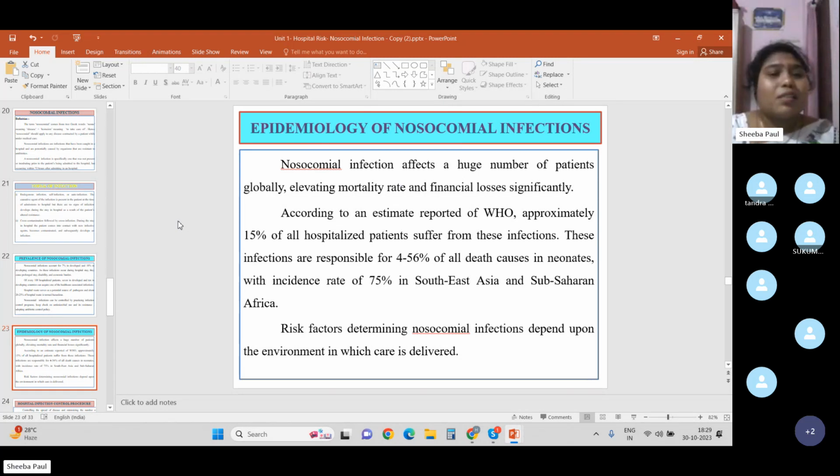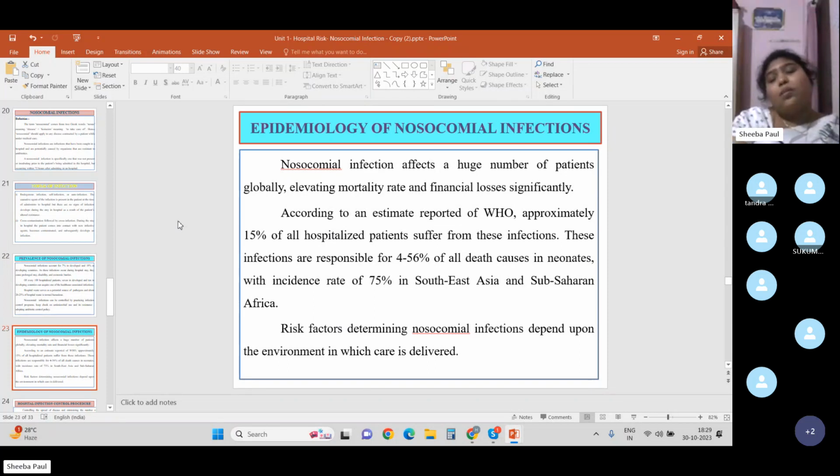These infections are responsible for 4 to 56% of death causes in neonates, with incidence rate of 75% in Southeast Asia and Sub-Saharan Africa. So most of the nosocomial diseases have affected neonates because of their low immunity or immunocompromised state.